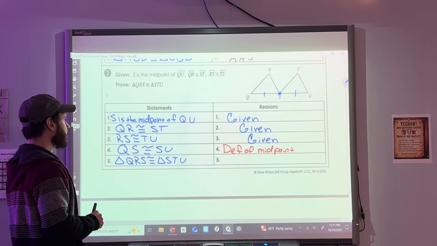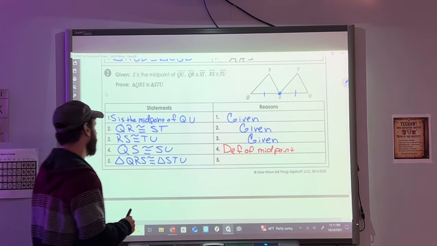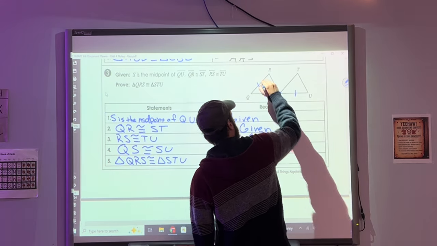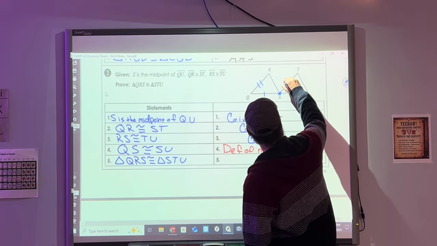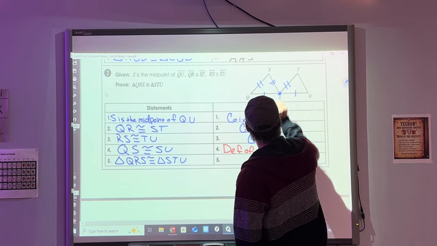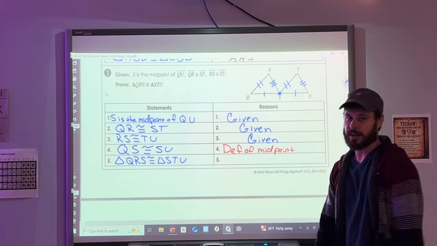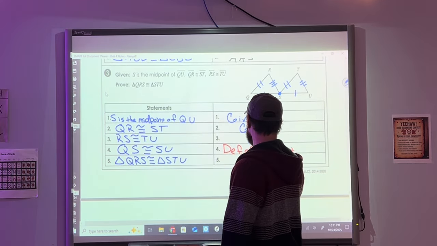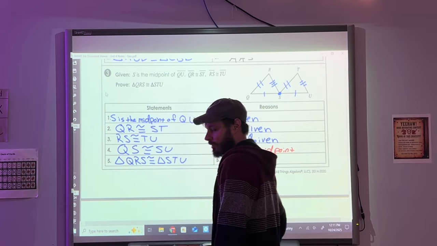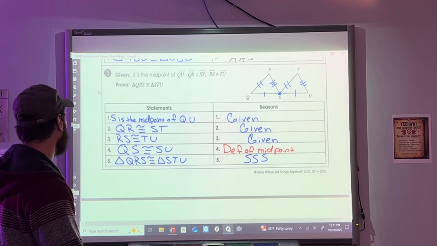The rest of the given stuff: QR matches ST, and RS matches TU. I see 3 sides that are congruent here. Side, side, side. That's why it's so important to label your picture so you can see this. I don't know how you would figure this out without labeling your picture.